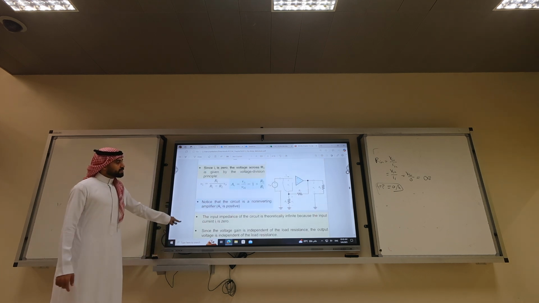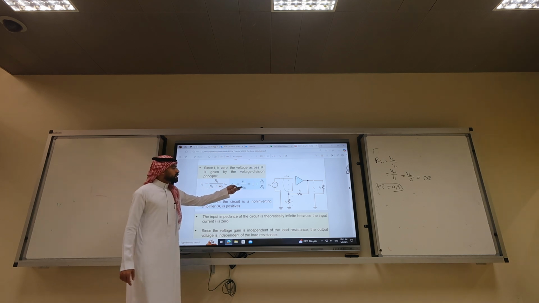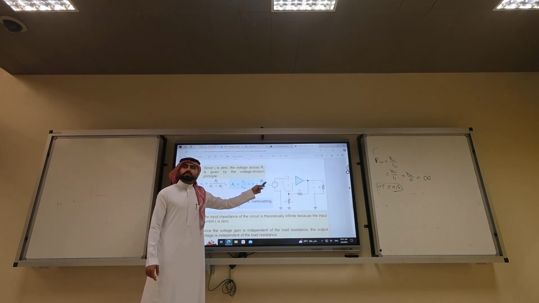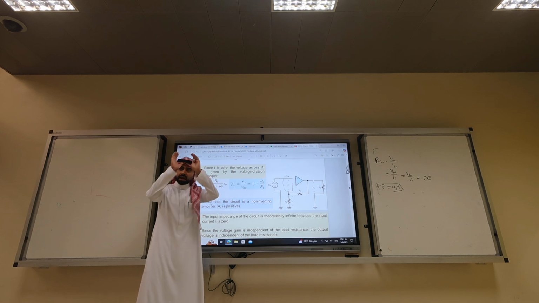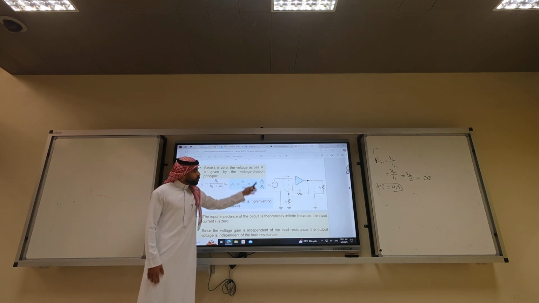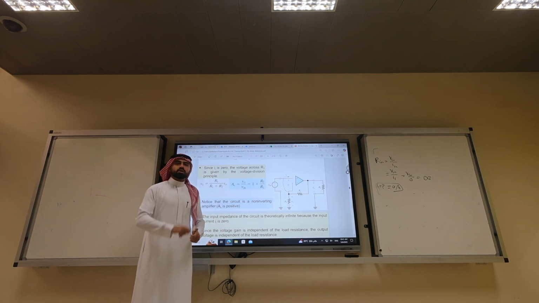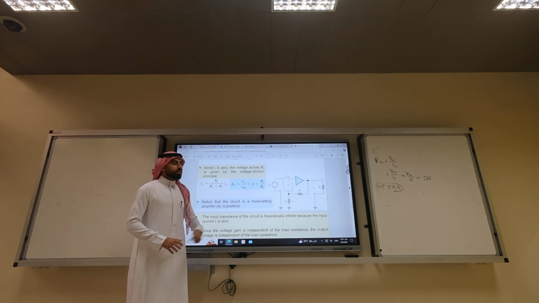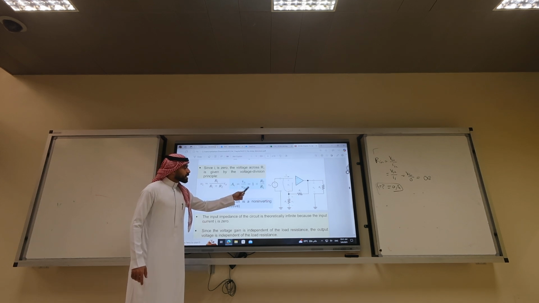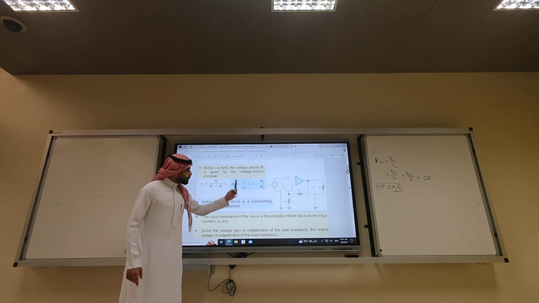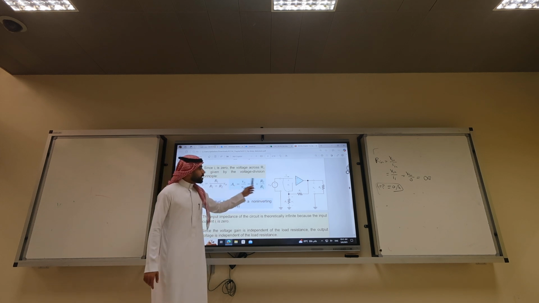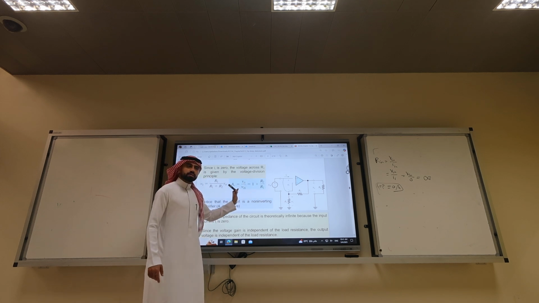What it does is, if I put here 2 volts, the output is always larger than 2 volts, because it's 1 plus a number. This number is always going to amplify your voltage. So now we know that a non-inverting amplifier amplifies the voltage. If I put 1 volt, it will be more than 1 volt at the output.